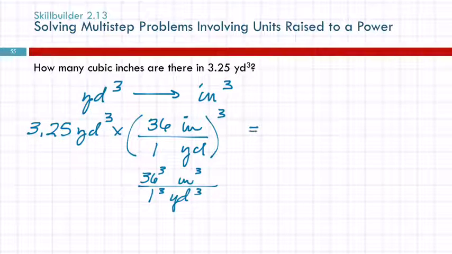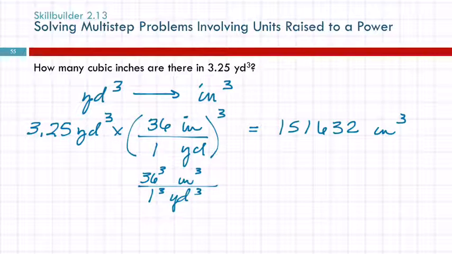So I've got 3.25 times 36 cubed. I get a big number, 151,632 cubic inches. Is that reasonable? Is a cubic yard bigger or smaller than a cubic inch? Bigger. It's bigger. So there's a rule that can help you identify whether your answer makes sense. It's called the bigger, smaller rule, or at least that's what I call it. The bigger unit should have the smaller number. The smaller unit has the bigger number. So here we've got the large unit with the small number, small unit, big number. So we went in the right direction. That's comforting. What about sig figs?